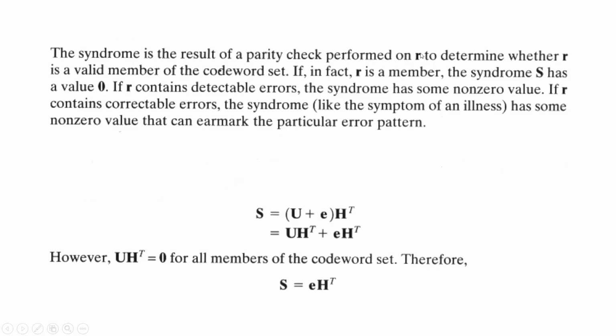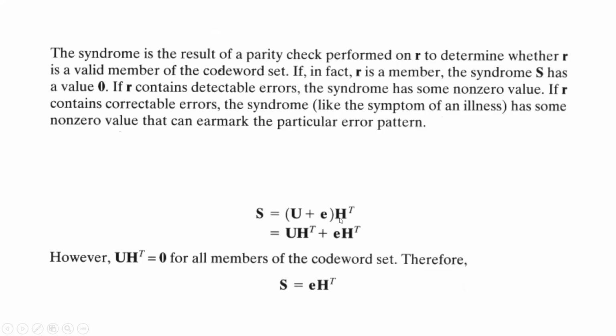So R is the received vector. We will try to perform a parity check on the received vector, to determine whether it is a valid member of the code word set or not. If in fact R is a member, the syndrome S will have a value 0. The syndrome vector will have all 0 elements. If R contains detectable errors, the syndrome has some non-zero value. If R contains correctable errors, the syndrome has some non-zero value that can earmark the particular error pattern.